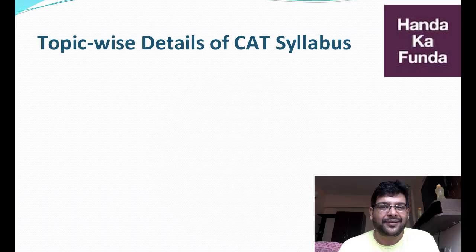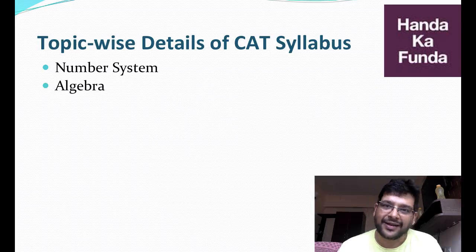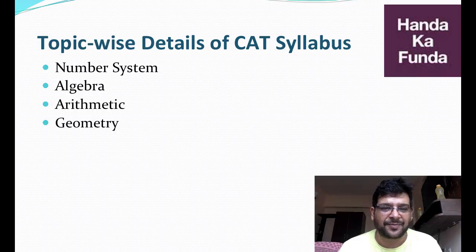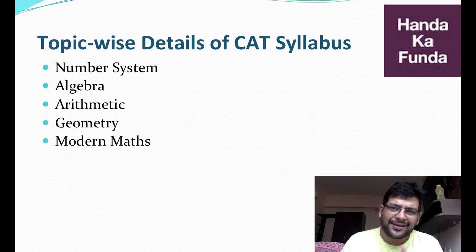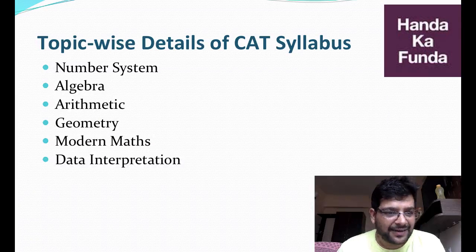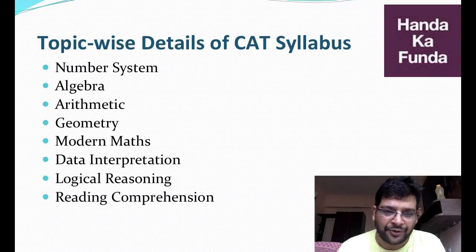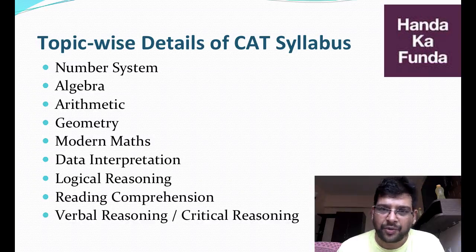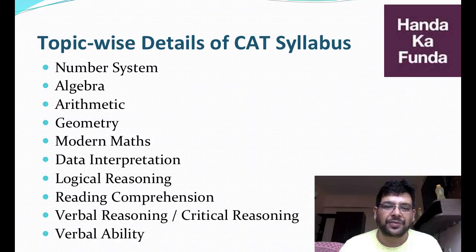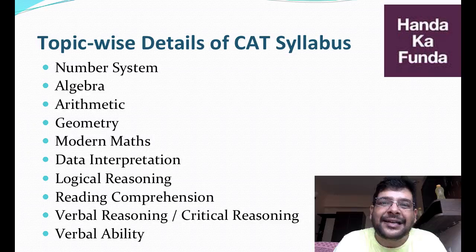And topic-wise details, if you really want to get into it, there's number system, which is there in quant. Algebra is another topic, arithmetic, geometry, and modern maths. This is the breakup that we just discussed, just revising the entire thing. There is DI and LR in section 2, reading comprehension, verbal reasoning, critical reasoning, and verbal ability. So this is your broad distribution of the topics, or at least the sections which are there.